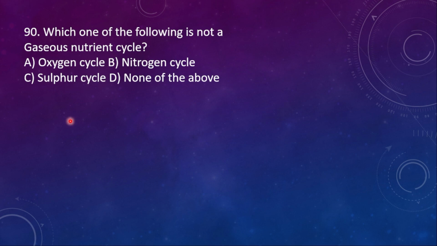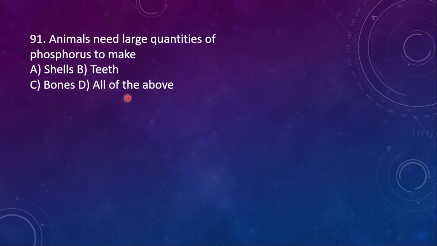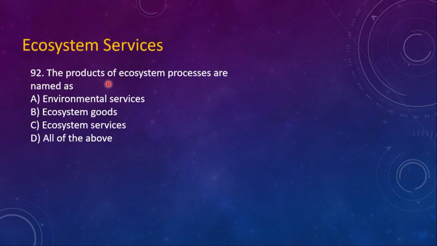90. Which one of the following is not the gaseous nutrient cycle? Oxygen, nitrogen, sulfur, none of the above. Sulfur cycle is not a gaseous nutrient cycle. 91. Animals need large quantities of phosphorus to make shells, teeth, bones, etc. All of the above. So here the right option is all of the above. They need phosphorus to make shells, teeth and bones.